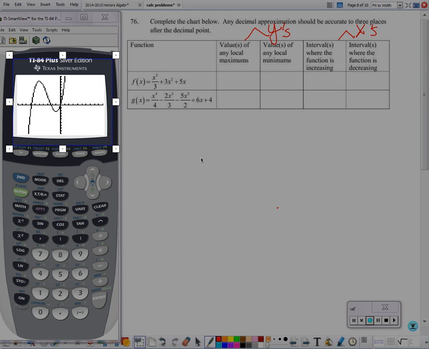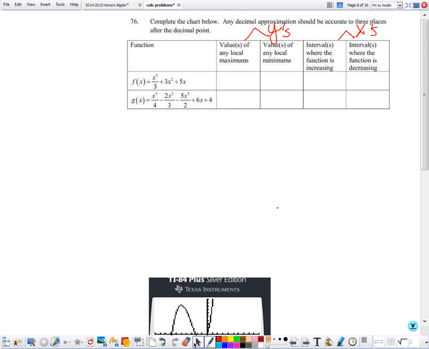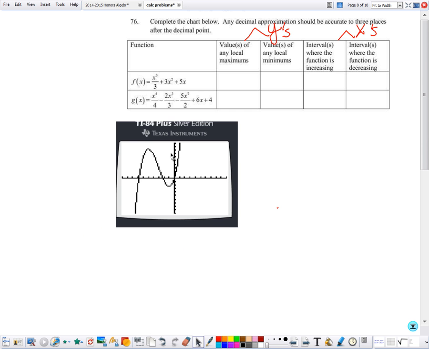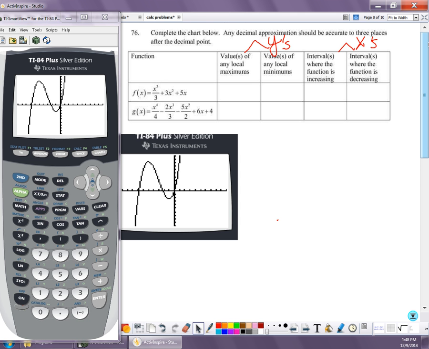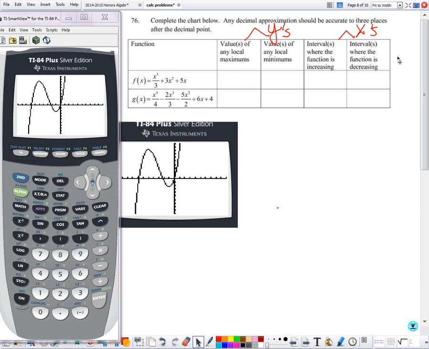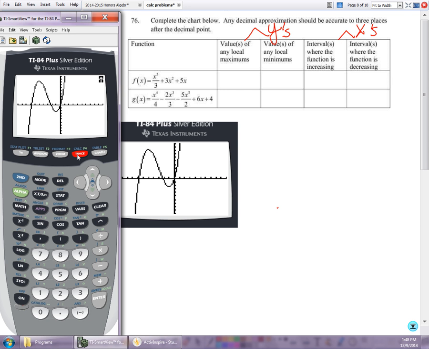You will have to draw it for your test or your final. And now what we're going to do is label the maximum and minimums, because the values at the max and the min are going to get me the answers to all 4 of these boxes. So we're going to do second, calculate, maximum. It doesn't matter which one you start with. I like to go left to right.